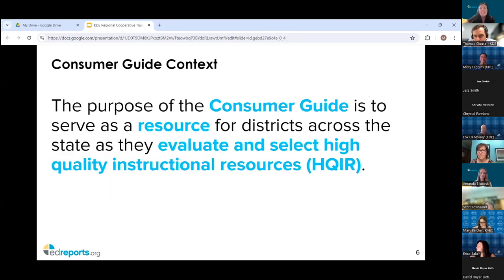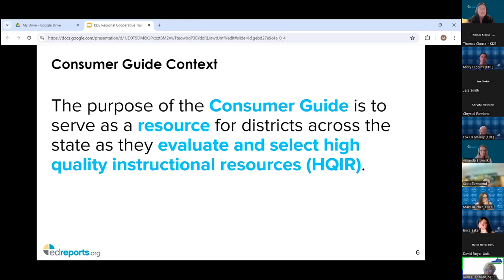The Consumer Guide is designed to serve as a valuable resource for districts across the state as they evaluate and select high-quality instructional resources. The KDE, the Kentucky Department of Education, has dedicated significant time and effort to piloting, researching, and developing this guide. As a result, it is designed to be a highly useful tool that can be consistently applied throughout the state.